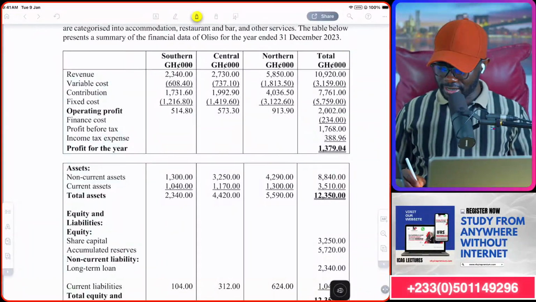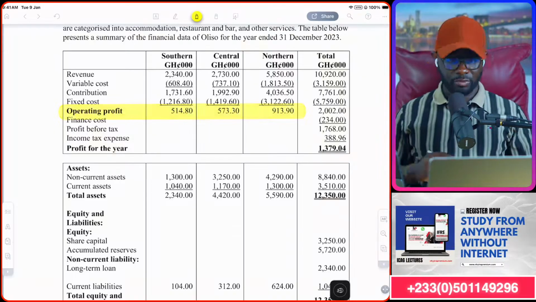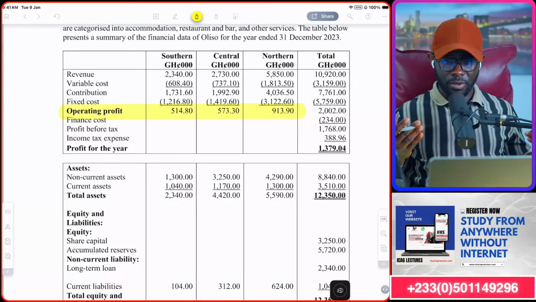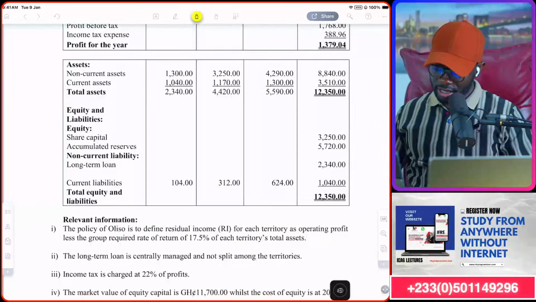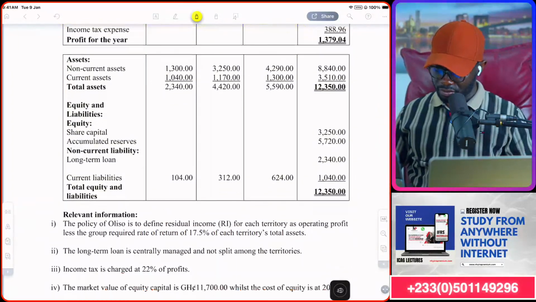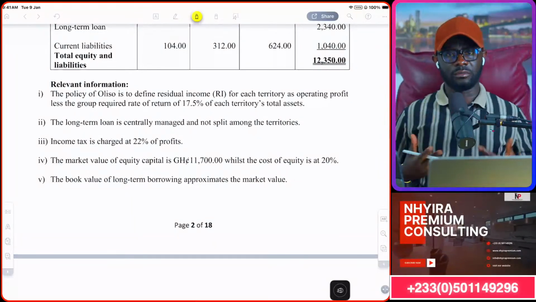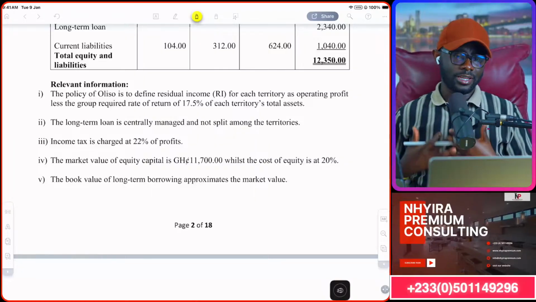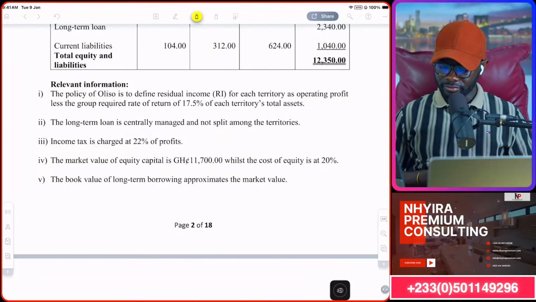So for starters, we see the operating profits respectively, which we are going to be working with, which is the same as profit before interest and tax. Then we can see their statement of financial position. Let's look at the additional information because that may give us guidelines on how certain workings are to be done. So let's go.